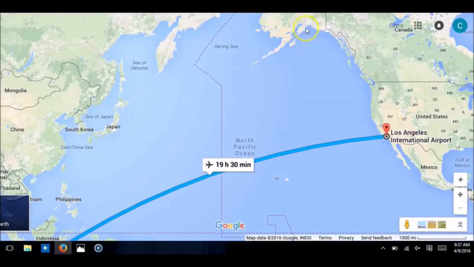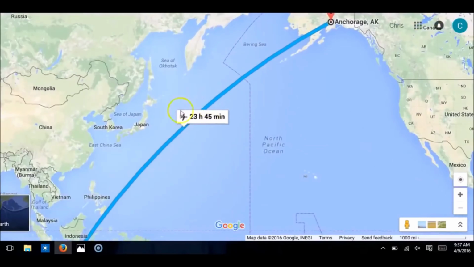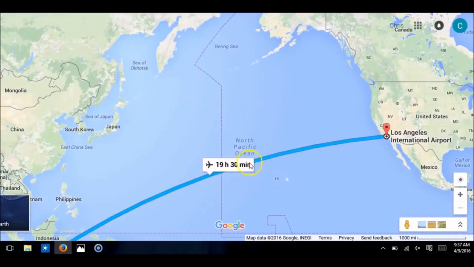Let's just say they weren't going to LAX. Let's say they were flying to Alaska. Well, when you book a flight from Bali to Anchorage, look at this. The 19-hour flight goes to almost a full day. But that's where they made their emergency landing.